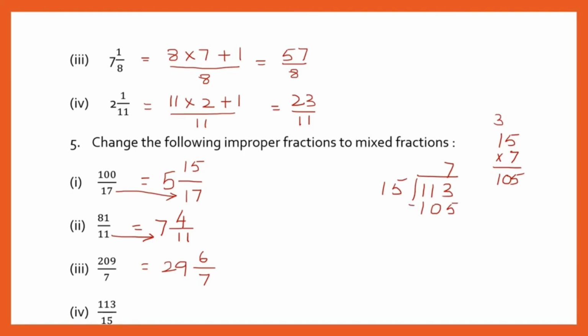Let me now subtract. 3 minus 5, no, I cannot do. Let me borrow. 13 minus 5 is 8. 0 minus 0 and 1 minus 1 is 0. So let's use my quotient and my remainder. So quotient becomes a whole number, which is 7. My remainder is 8, which becomes a numerator. My denominator is the same as the question. So final answer is 7, 8 by 15.